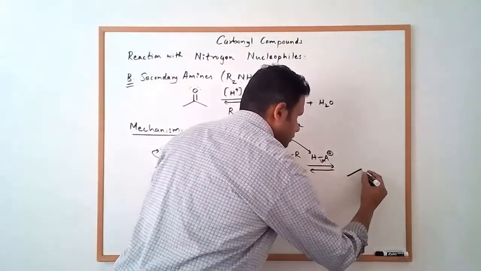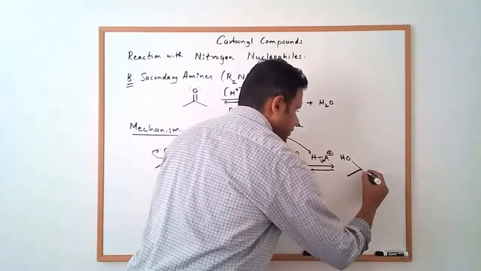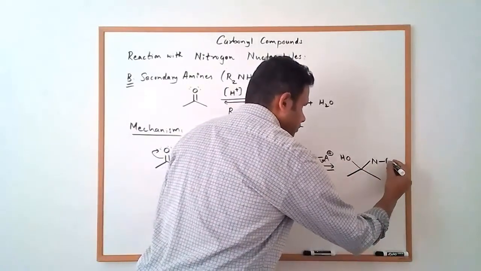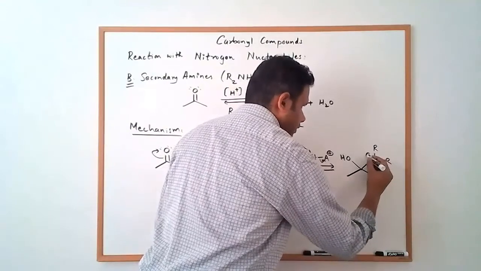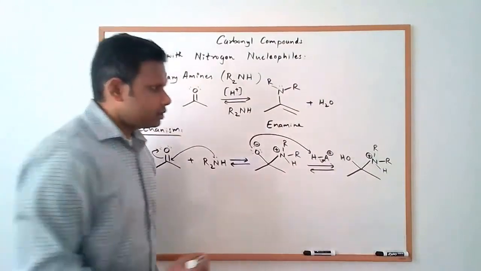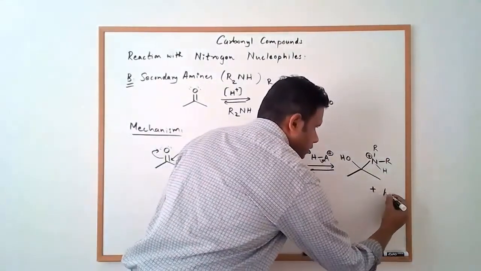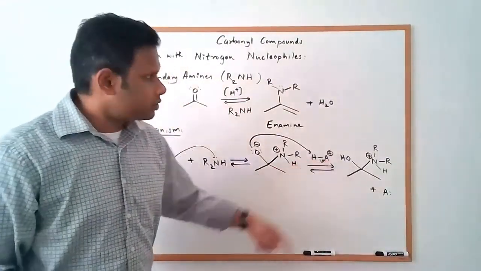To give us a hydroxyl group here, and that protonated nitrogen, okay? We'll get to this intermediate, plus we would have the conjugate base of this acid.